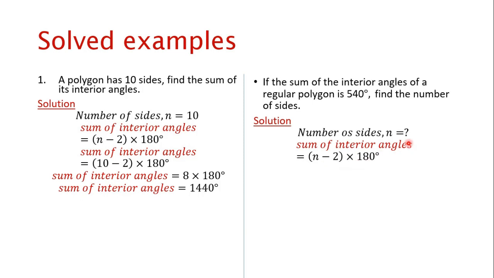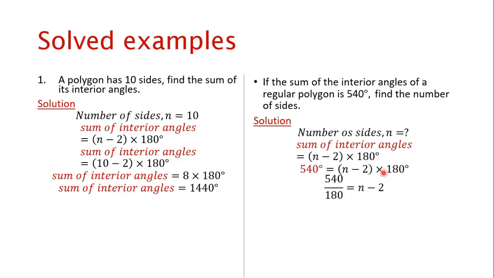So the sum of interior angles, which is the 540 we are seeing here, we equate n minus 2 multiplied by 180 degrees to the 540. So we have 540 equals n minus 2 multiplied by 180 degrees. So we move our 180 here. That gives us 540 divided by 180 equals n minus 2. Yes, we are making n the subject. We want n to stand alone.